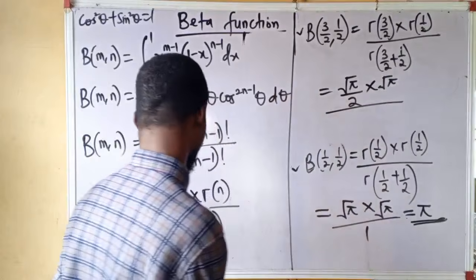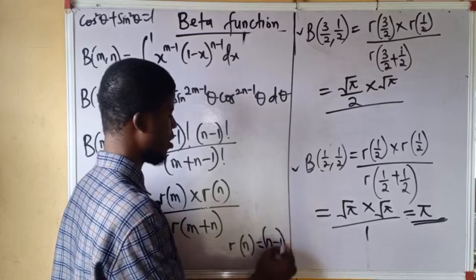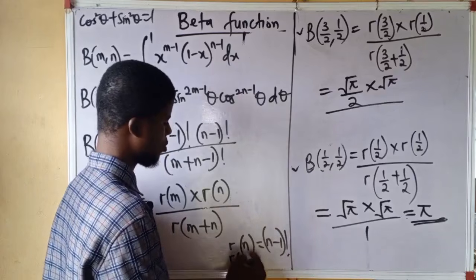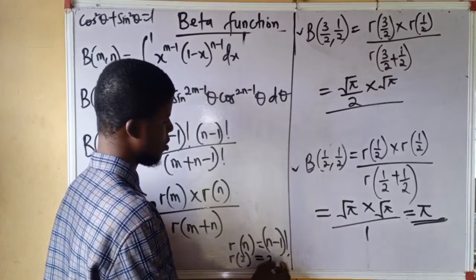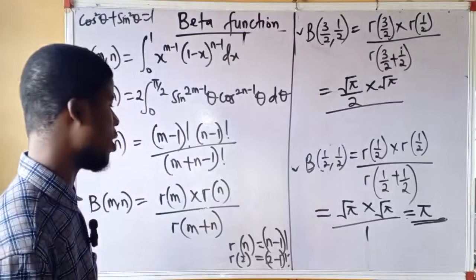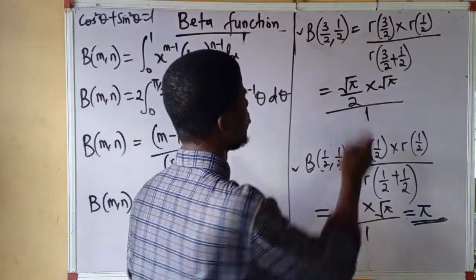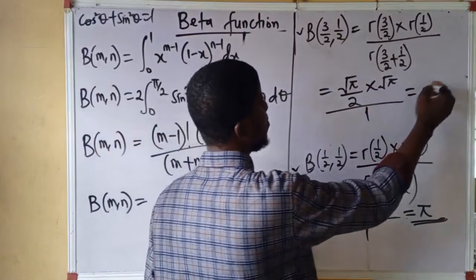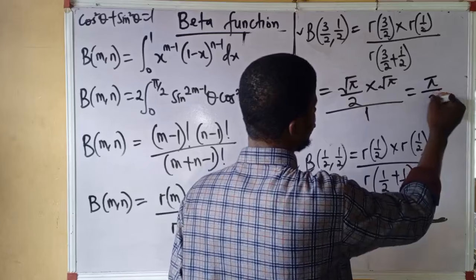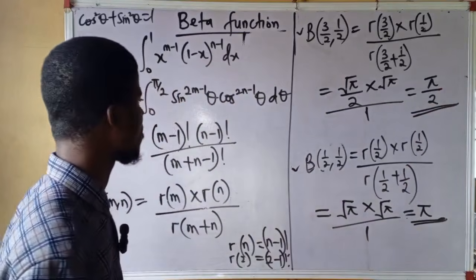Look at it. Gamma of n is n minus 1 factorial. So gamma of 2 is actually 2 minus 1 factorial, which is what? 1 factorial. And that will give me 1. So I'm writing 1 here. So root pi times root pi is pi all over 2. This is beta of 3 over 2 and 1 over 2.